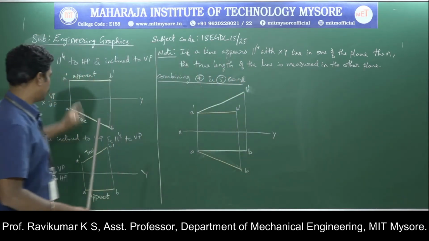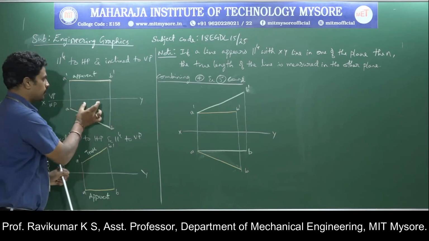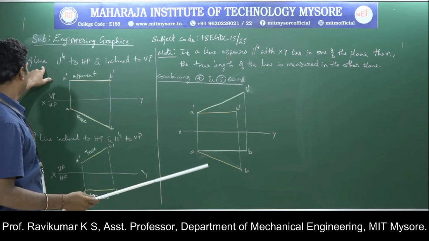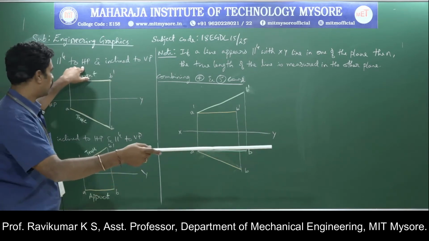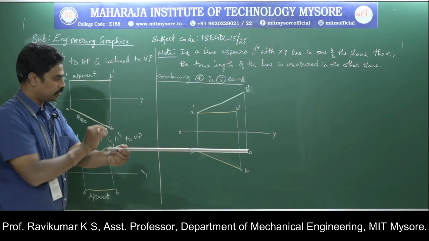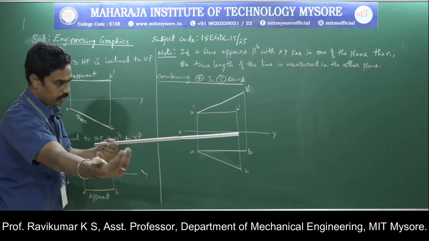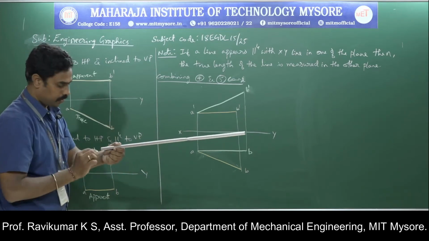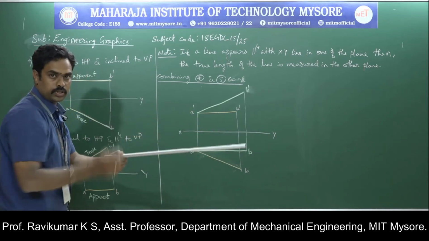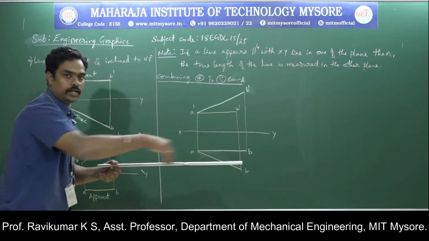Just observe these two figures. In these two figures, a dash b dash is appearing parallel to the xy line. This is not actually parallel, because this is the case of a line parallel to HP and inclined to VP. So the distance from this point to the board and that point to the board is not the same. But if you look from the front view, it will appear parallel, because you project this point onto the board and that point onto the board, and then join those two points. So it will appear parallel to xy in the front view, but in the top view you will get the true length.